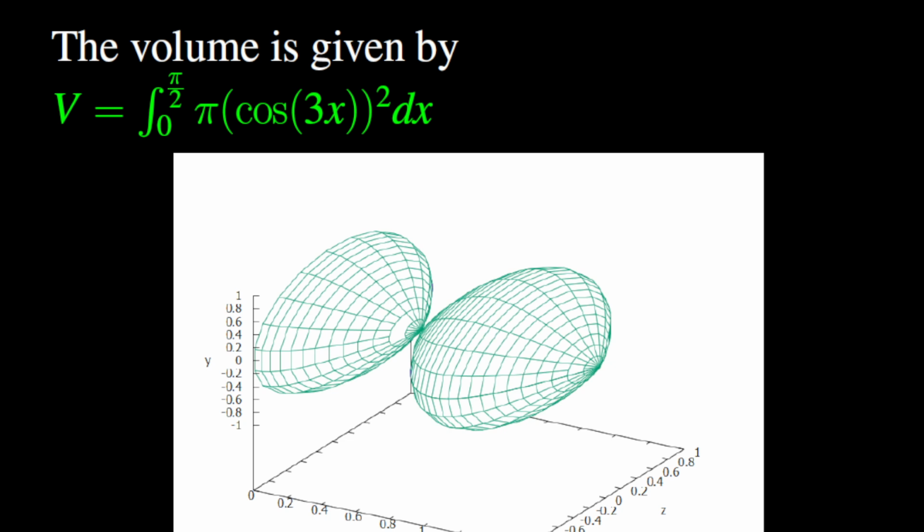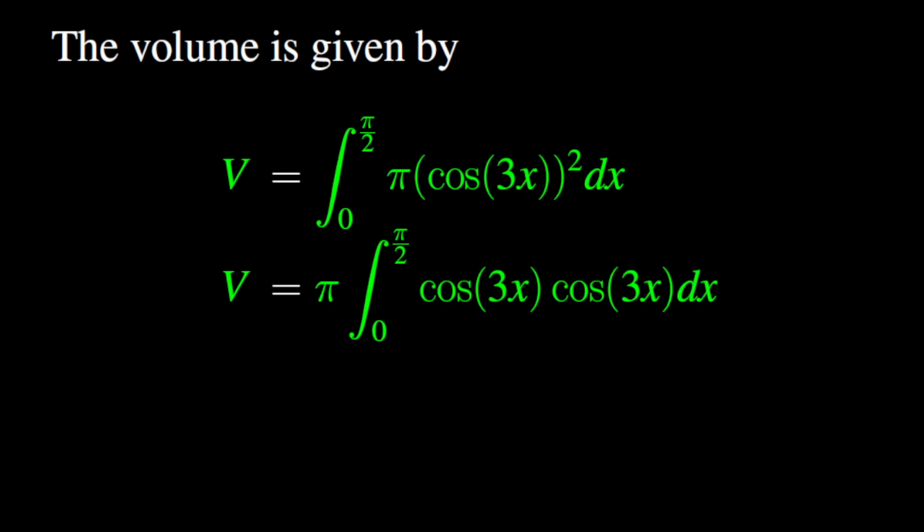The volume is given by the integral of the cross-section area from 0 to pi over 2. This is the integral from 0 to pi over 2 of pi times cosine of 3x squared. The volume is pi times the integral from 0 to pi over 2 of cosine of 3x times cosine of 3x dx.